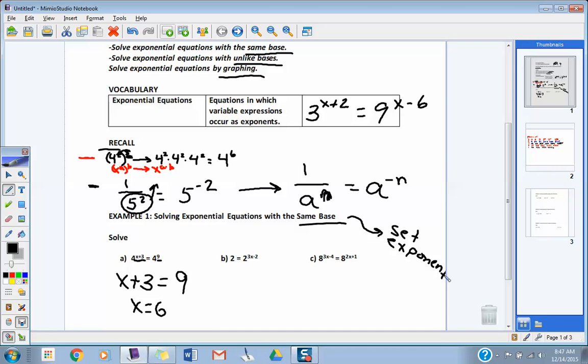Squeeze that in here. Set the exponents equal. That's all you're going to do. If the bases are the same, in that case, 4 and 4, they're the same. So I just take the x plus 3 and set equal to 9.